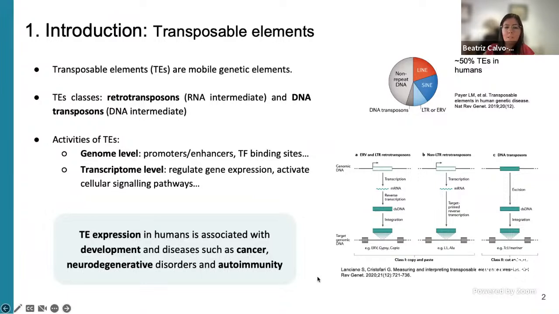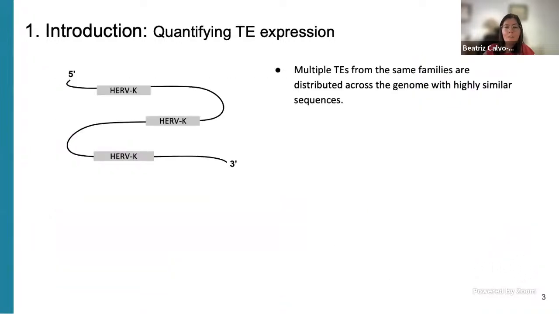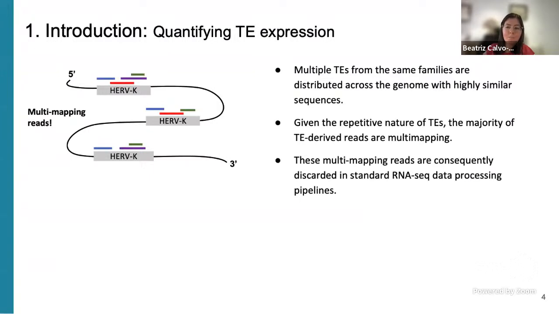In humans, the expression of these is important for development, and there are also publications reporting an altered TE expression in diseases such as cancer, neurodegenerative disorders, or autoimmunity. However, the study of TE expression faces one main challenge: they are repeated across the genome. This causes that in short-read sequencing, reads originating from a particular locus usually map to the locus of origin, but also to other TEs from the same family located in other regions of the genome. These are known as multi-mapping reads and are usually discarded, causing an underestimation of their real expression.